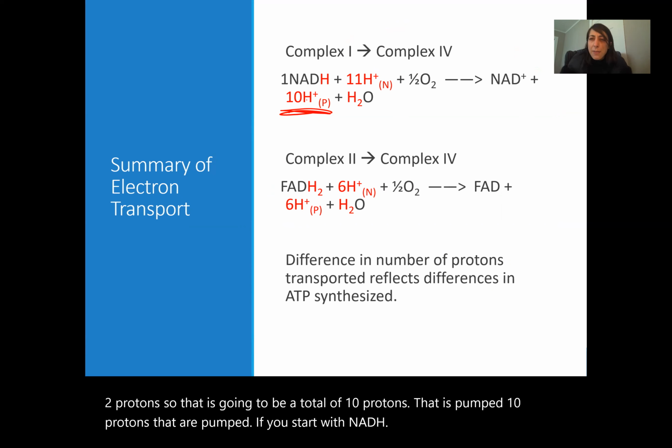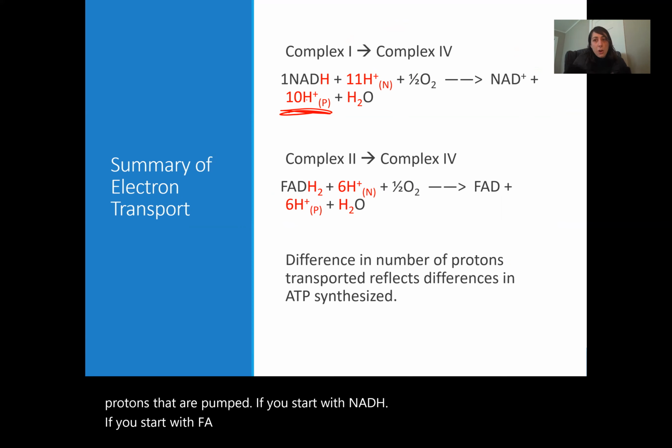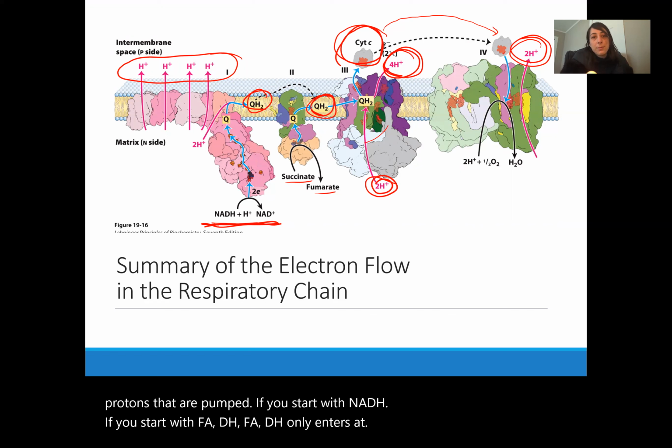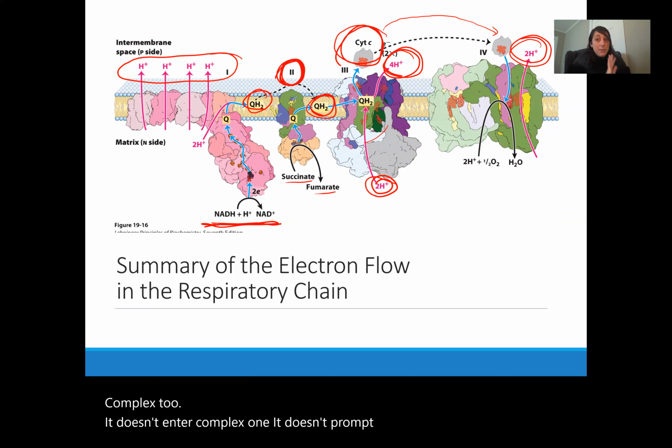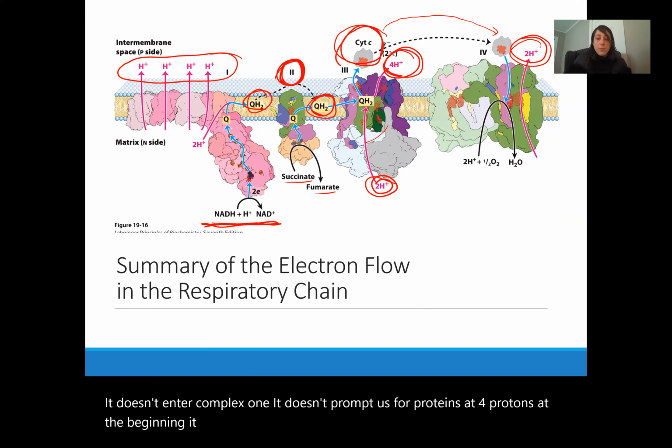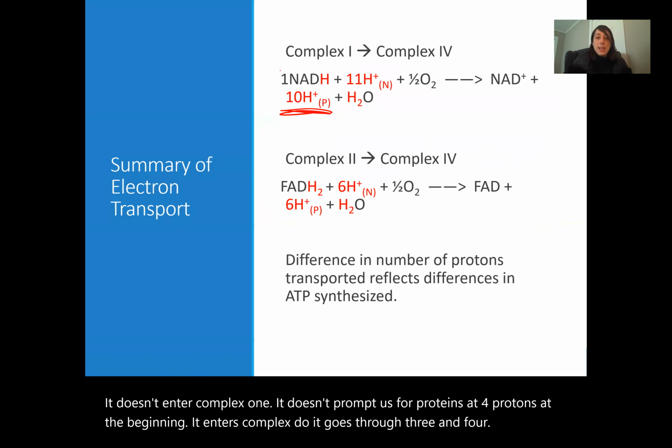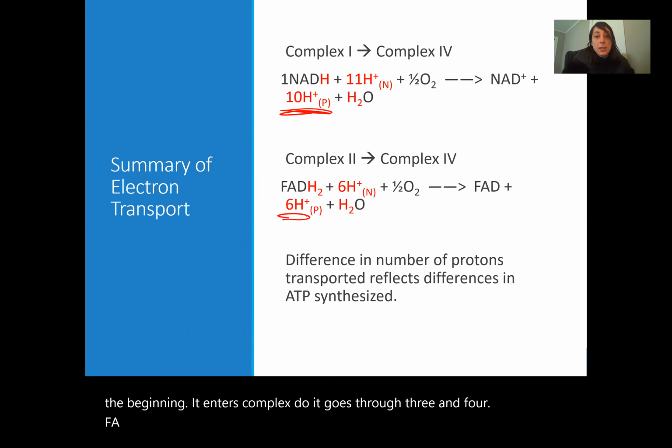If you start with FADH, FADH only enters at complex 2. It doesn't enter complex 1. It doesn't pump those 4 protons at the beginning. It enters complex 2. It goes through 3 and 4. FADH thus only pumps a total of 6 protons.